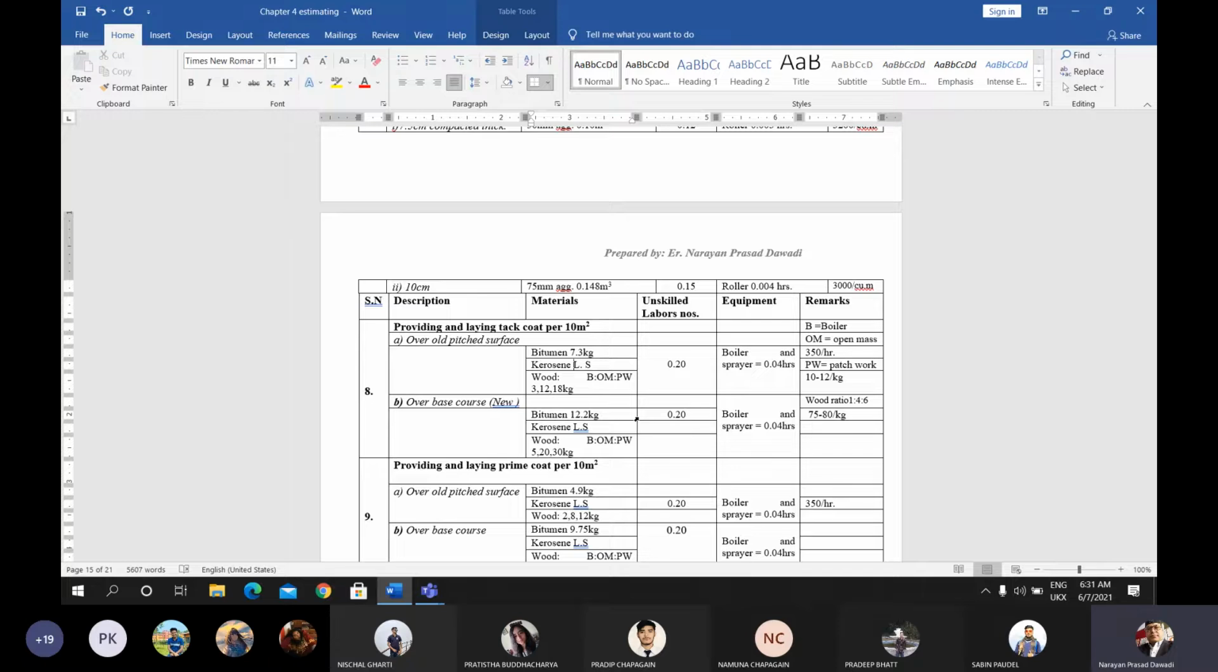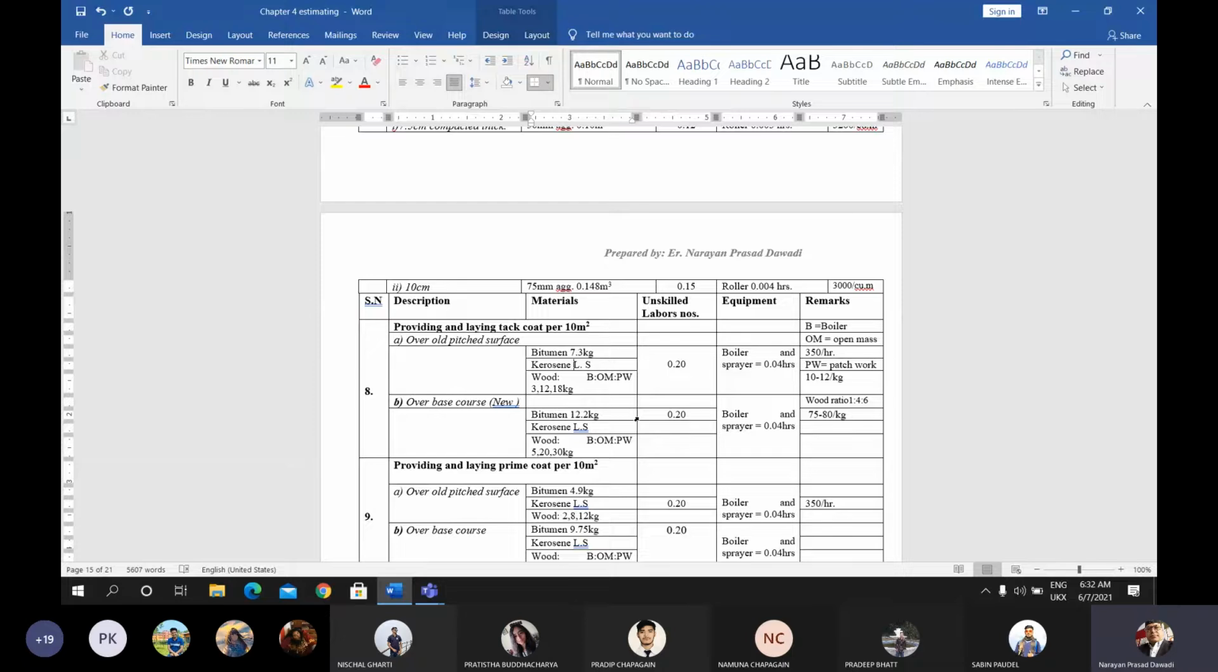If you are not asked in the question whether the tack coat is provided for the old pitch surface or the new base course, then do it for the new base course. Okay, over the base course only. This is the new surface. You have to do it over the base course only.